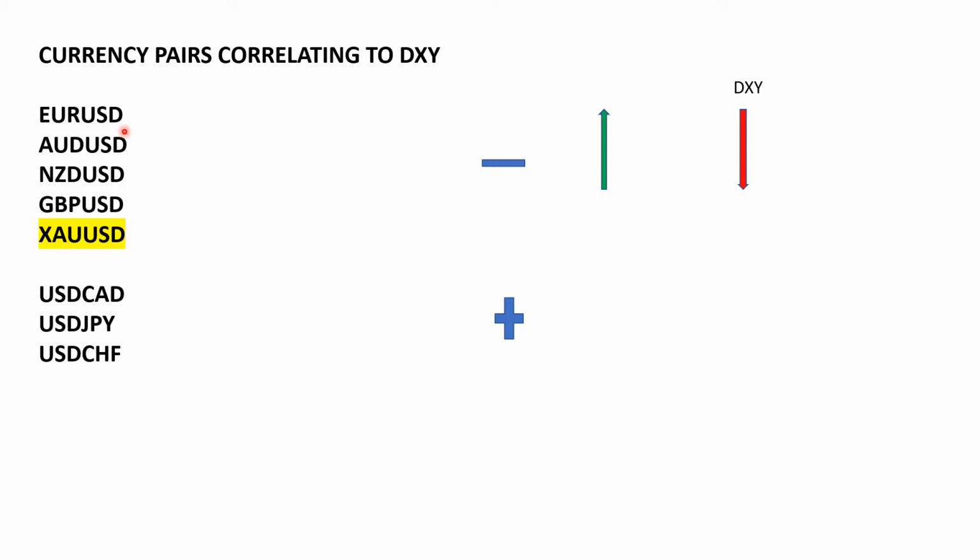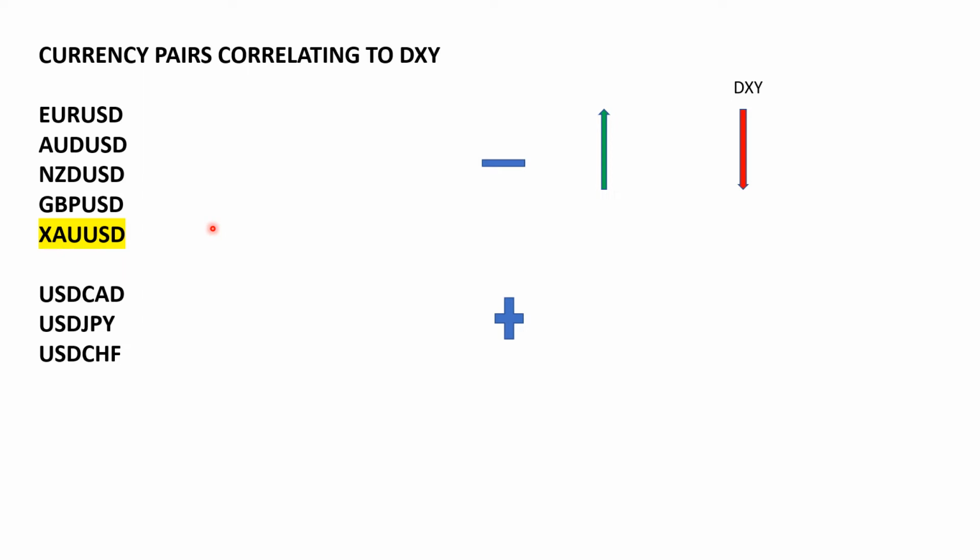Gold, guys, is not a currency pair, but it is one of those pairs that are correlating with DXY. It's a commodity, actually, but it's one of the instruments correlating to DXY.